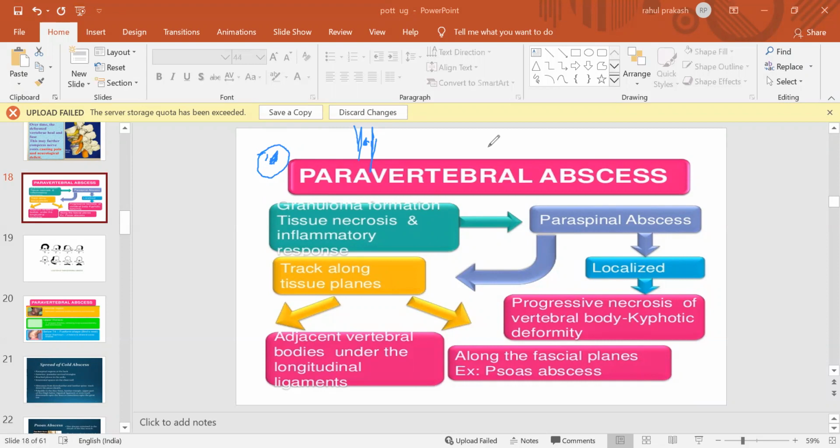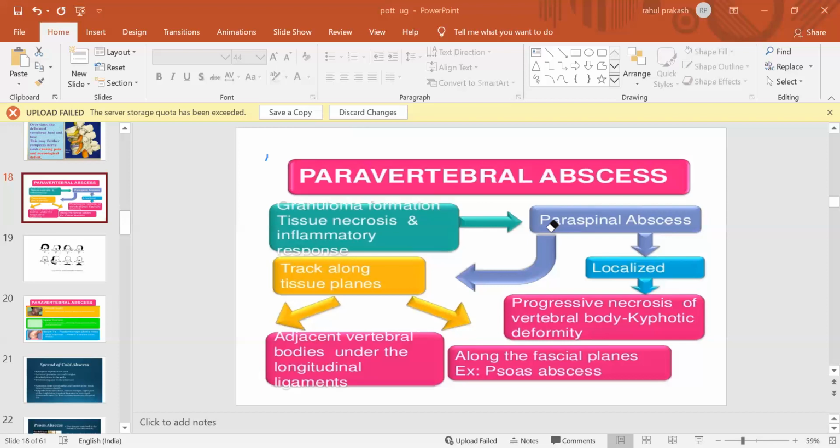As you know, you all passed second year. TB has the action of producing granuloma and tissue necrosis. Which type of reaction is this? Type 4 hypersensitivity, delayed type hypersensitivity. Okay. Because of the granuloma and all that, with time they start producing an abscess. So they start producing this paraspinal abscess.